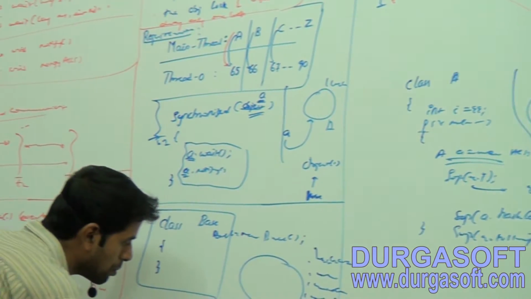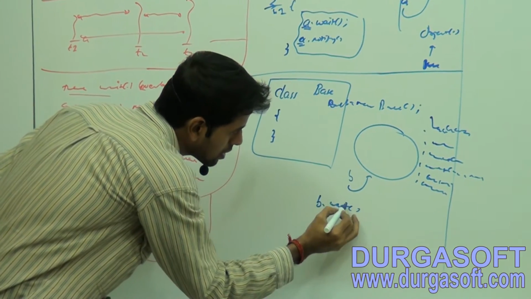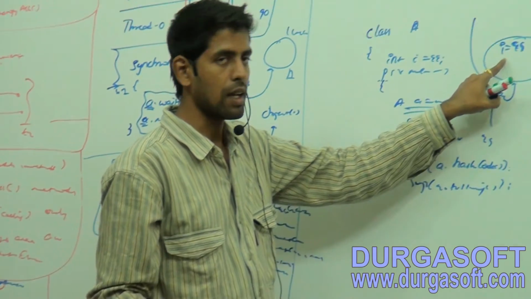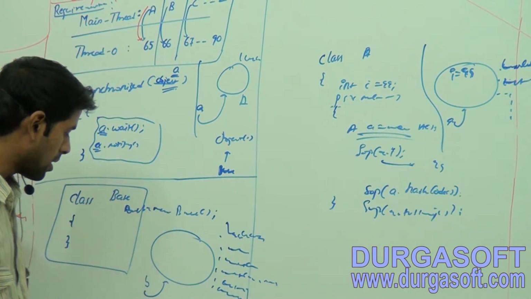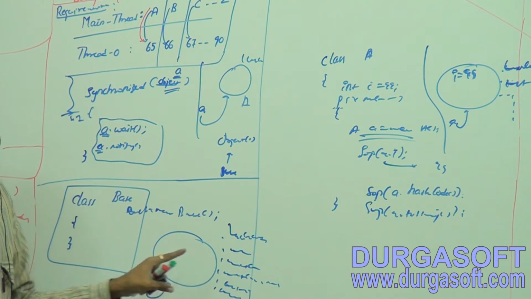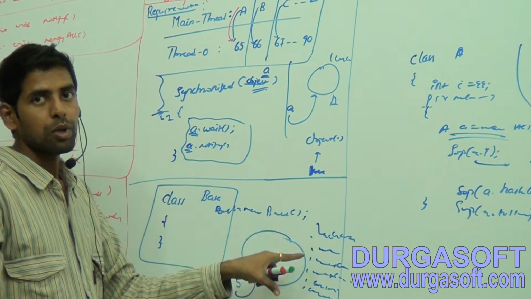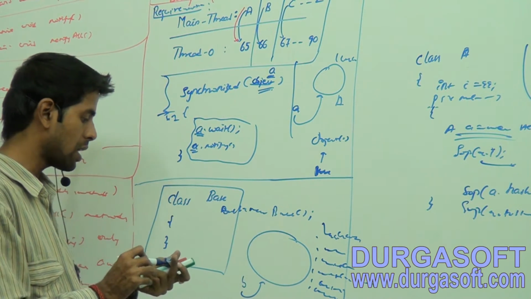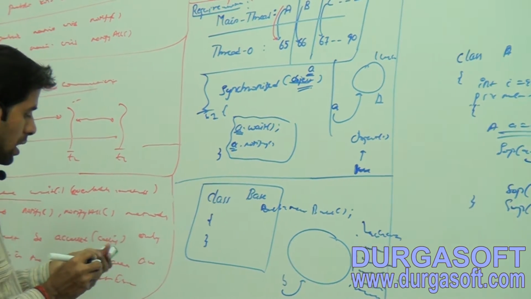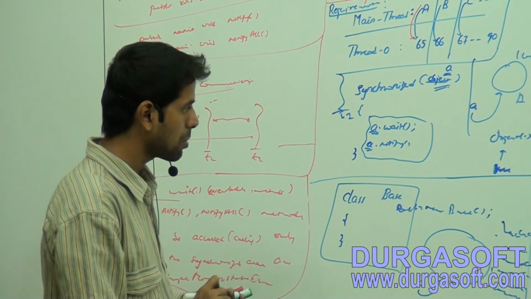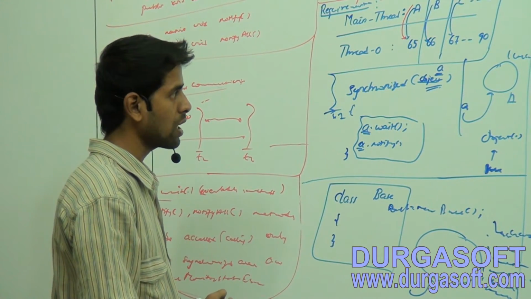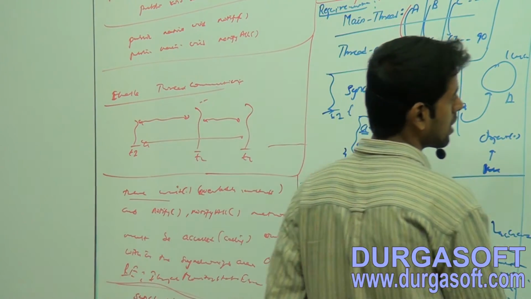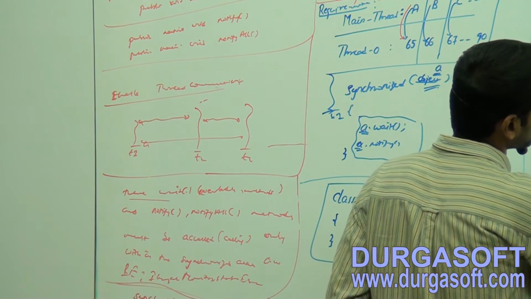Now can I call the b.wait method? Yes, you can call b.wait. These methods will be associated with this object. Observe here. Just for your understanding, I will do one small thing. I will create the Base class and an A class also. Observe here, let me take it out.